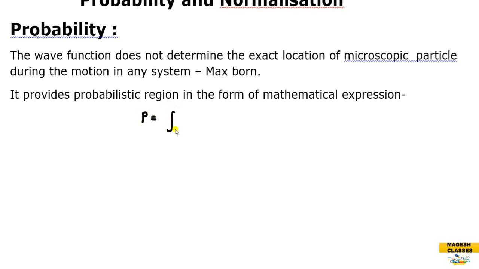the integral over a range of psi into psi star, that is, the square of the wave function, d tau. And the range is A and B. So A and B is the desired region in which we have to determine the probability, and psi is the wave function. The psi star is the complex conjugate.